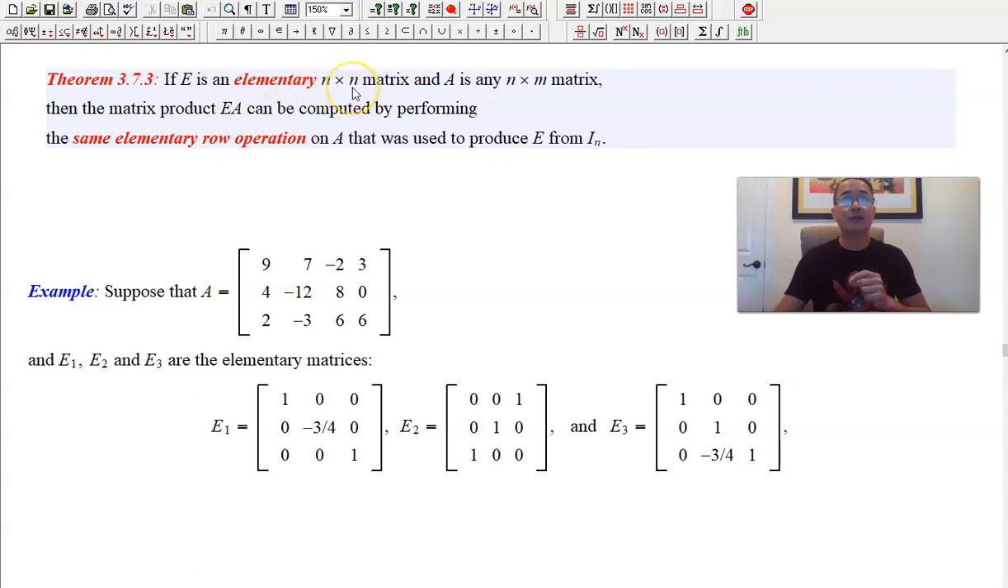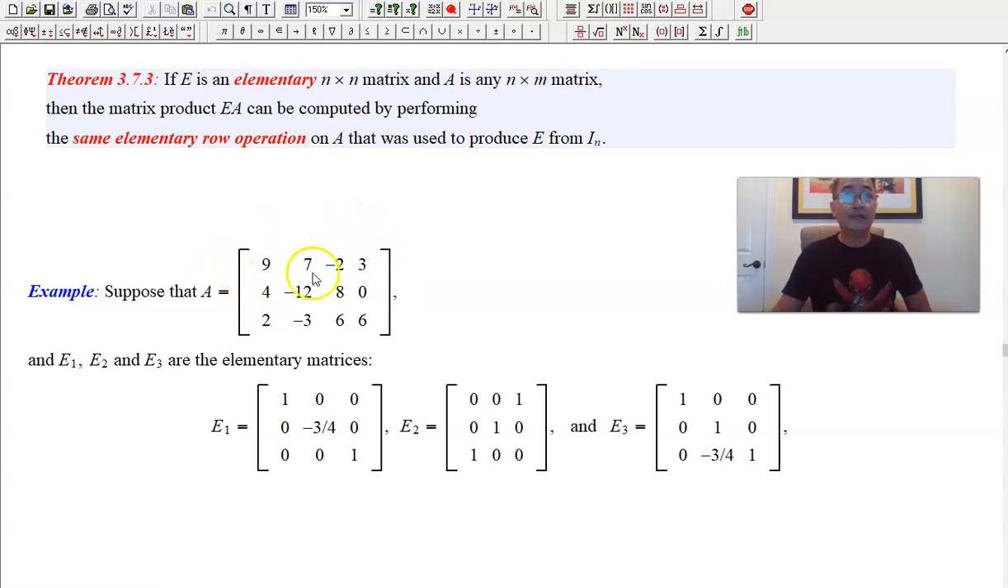So the number of columns of E has to be the number of rows of A. But A can have as many columns as you want it to have. So this theorem says that the matrix product E times A can be computed by performing the same elementary row operation on A that was used to produce E from the identity. Okay? So we have this example over here.